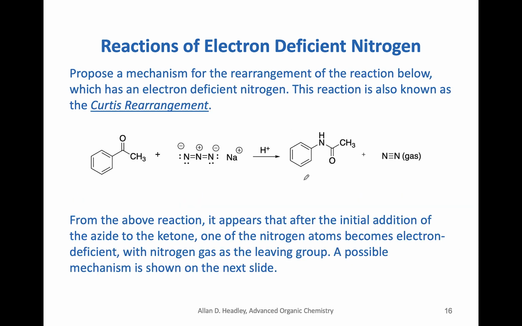Okay, let's look at another type of rearrangement. And this one is called the Curtius rearrangement. Let's see what happens here. Here we have a ketone, two groups bonded to it. But instead of having an oxime as we had before, we have the azide here, sodium azide.